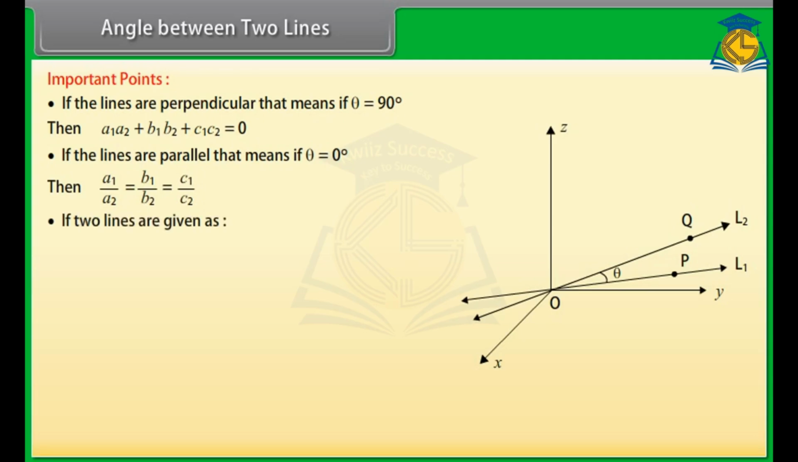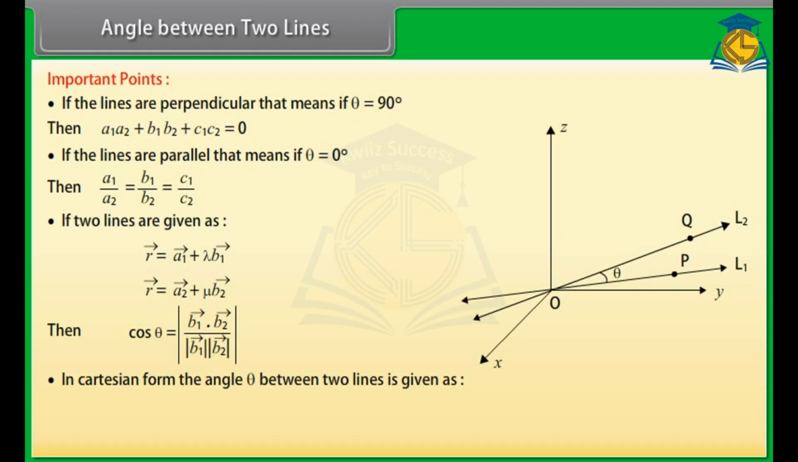If two lines are given as vector r equals vector a1 plus lambda vector b1, vector r equals vector a2 plus mu vector b2, then cos theta equals modulus of (vector b1 dot vector b2) by (modulus of vector b1 into modulus of vector b2). In Cartesian form, the angle theta between two lines is given as cos theta equals modulus of (a1 a2 plus b1 b2 plus c1 c2) divided by square root of (a1 square plus b1 square plus c1 square) into square root of (a2 square plus b2 square plus c2 square).